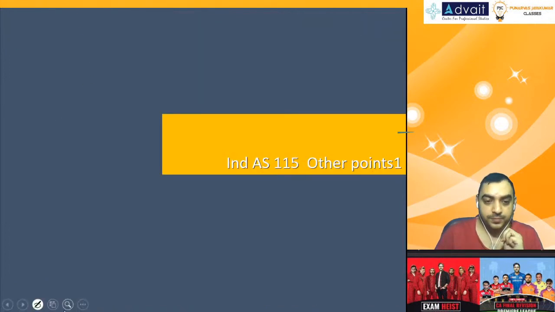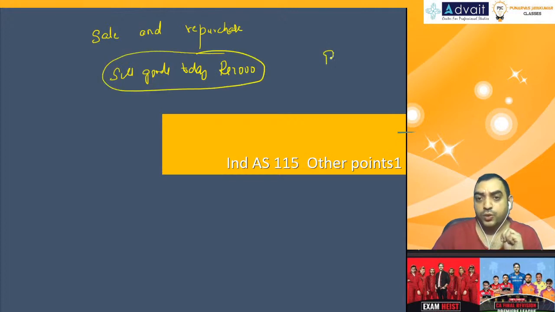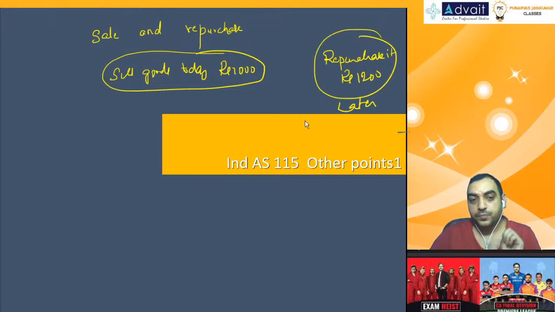That is sale and repurchase. So you sell goods today, let's say at rupees 1000, and you have an agreement to repurchase it at rupees 1200 later. So you are selling at 1000, you get the money, then you purchase the goods back, you repay the money.